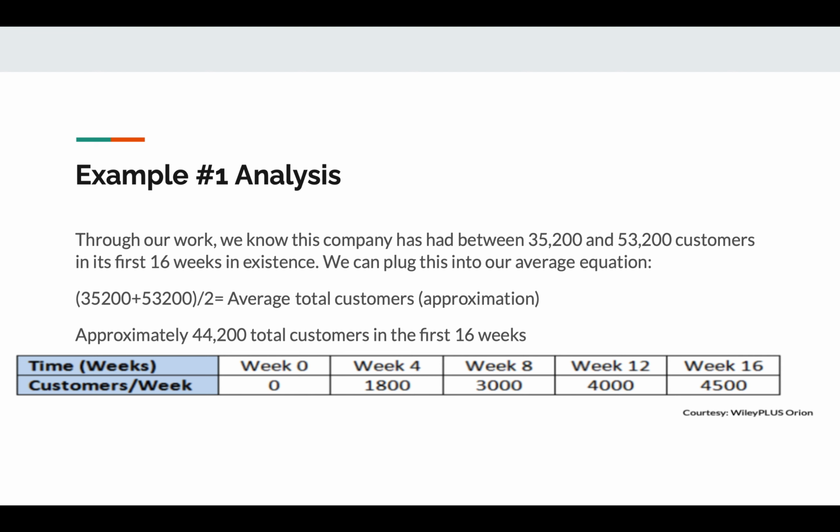Now some analysis of this. Through the work that we did in the last 2 slides, we know that probably between 35,200 and 53,200 customers have come within the first 16 weeks of this company's existence. So to get an average for this, which is going to be an approximation because we haven't learned how to find the exact amount yet, we're going to take our 2 totals, 35,200 and 53,200, and divide by 2. When we add the 2, we get 88,400. You divide that total by 2, and you can say that there were approximately 44,200 total customers in the first 16 weeks, and that's a pretty good estimate.